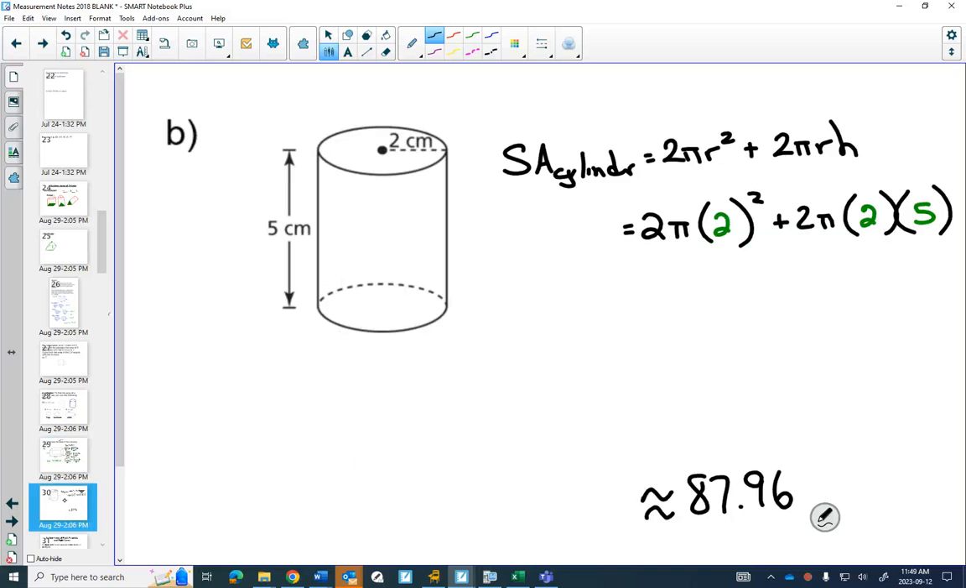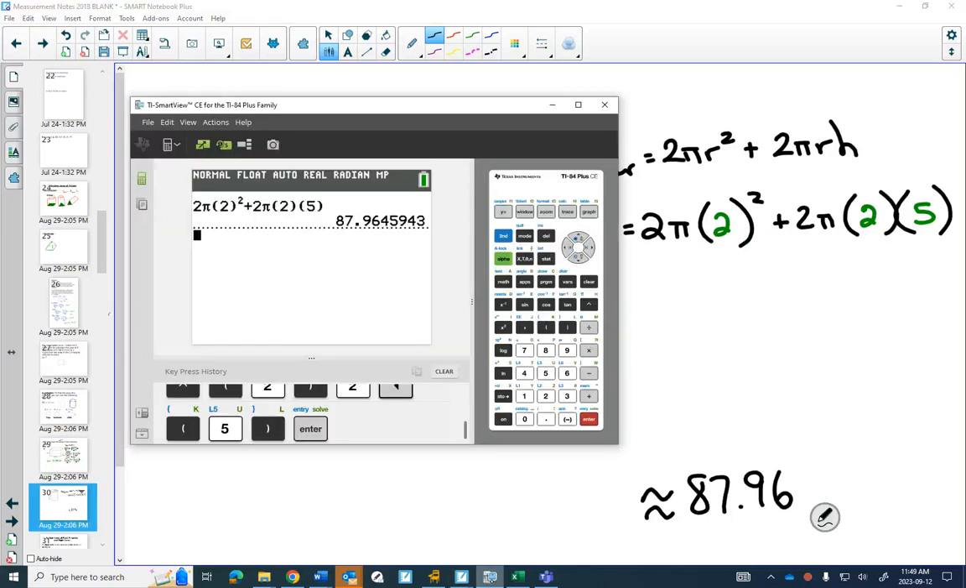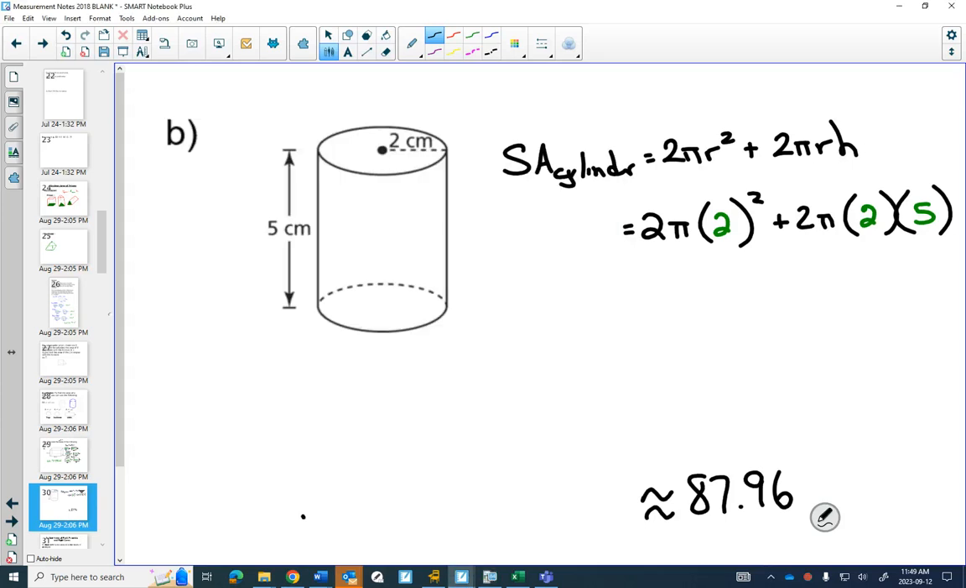This one doesn't say what to round to, so you have the ability to choose. I'm going to do 2 decimal places here. Again, our units are centimeters. We're dealing with area, so that'll be centimeters squared. I used approximation signs because that is not perfectly accurate, because I rounded.